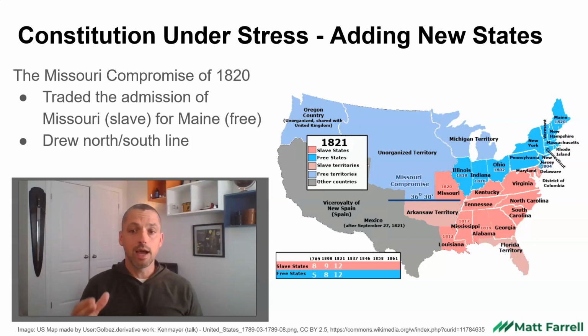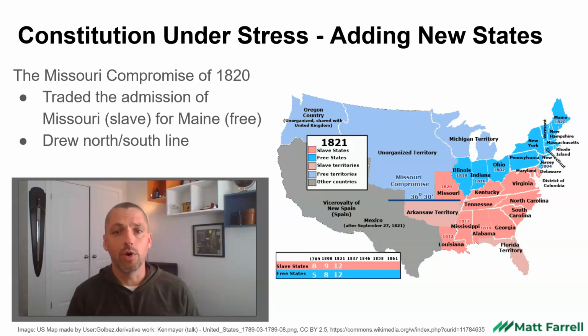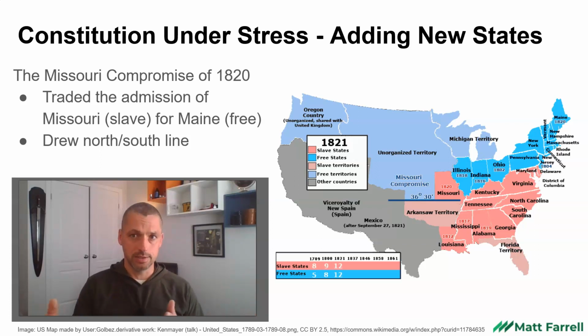However, that would have upset the delicate balance, and the slave states, southern states, were not going to abide by that. So the compromise was, yeah, sure, we will vote for Maine's admission as a free state if we can also have a slave state to balance. And so that was the compromise, known as the Missouri Compromise.